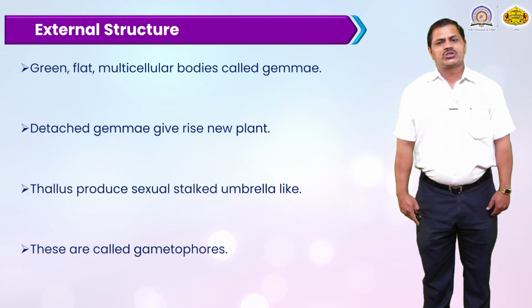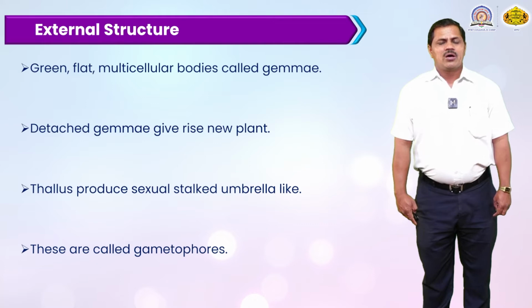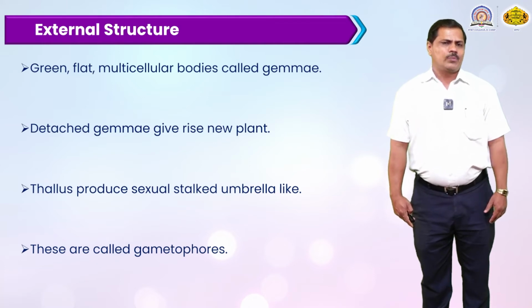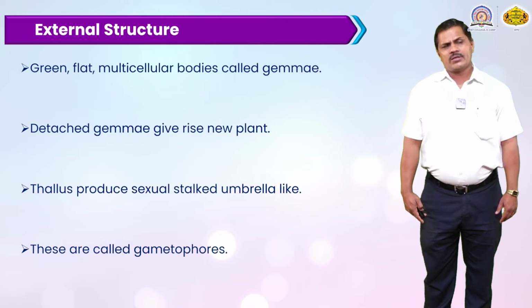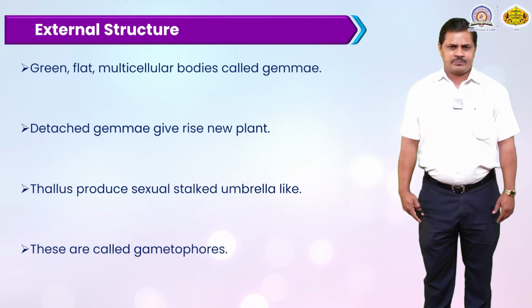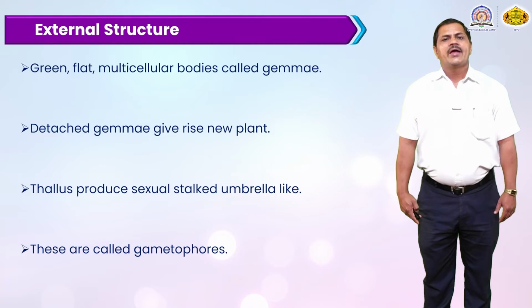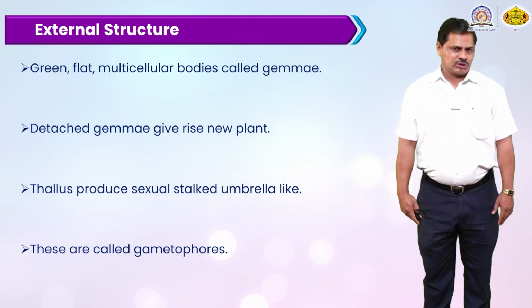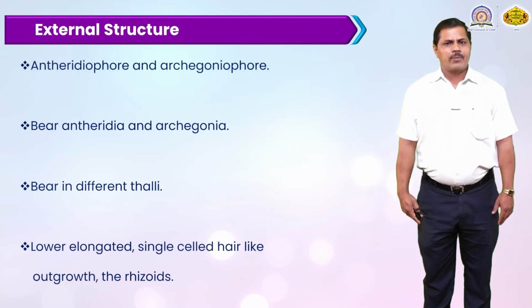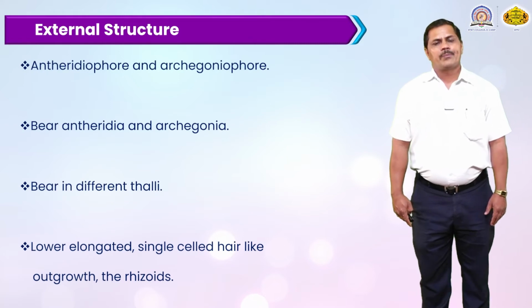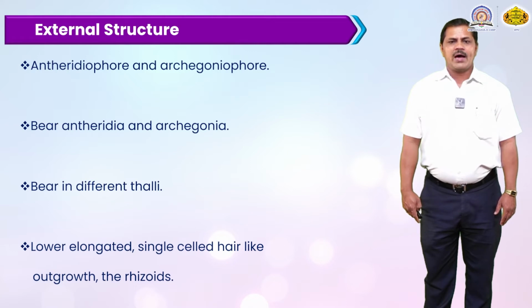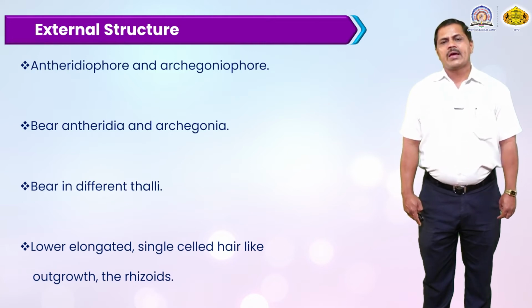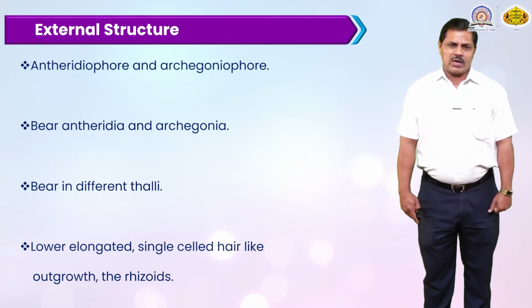The thallus produces sexual stalks with an umbrella-like structure. On the thallus, the sexual stalks develop umbrella-like structures of the female reproductive organ as well as the male reproductive organ. There are umbrella-like structures of the archegonia that develop. These are called gametophores. The gametophore develops on the surface of this Marchantia thallus. Both the antheridiophore and archegoniophore develop on the surface of the thallus structure.